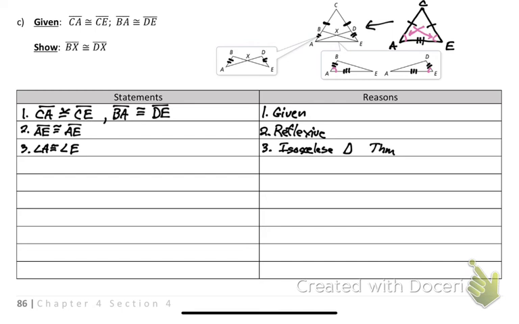Side, angle, side. Those two triangles are congruent. Now follow my thought here. If these two triangles are congruent, what do I know about BE and DA? They're congruent. Okay, we're getting somewhere.